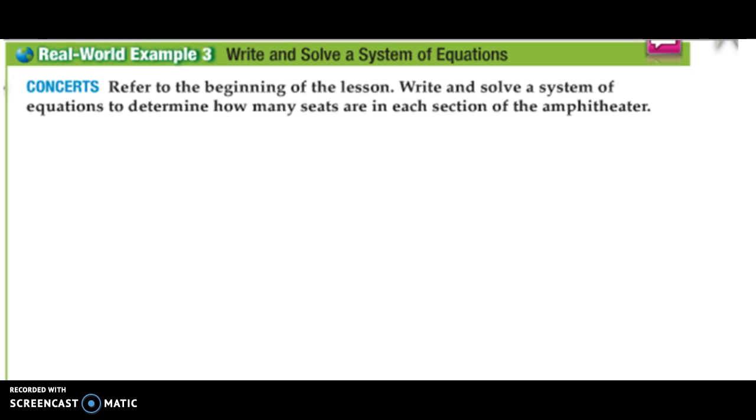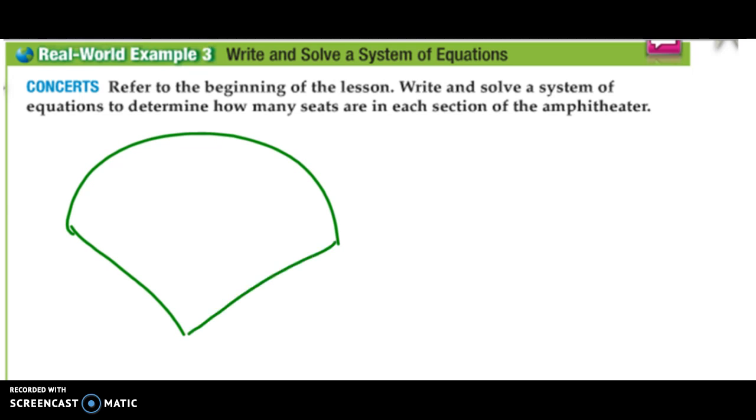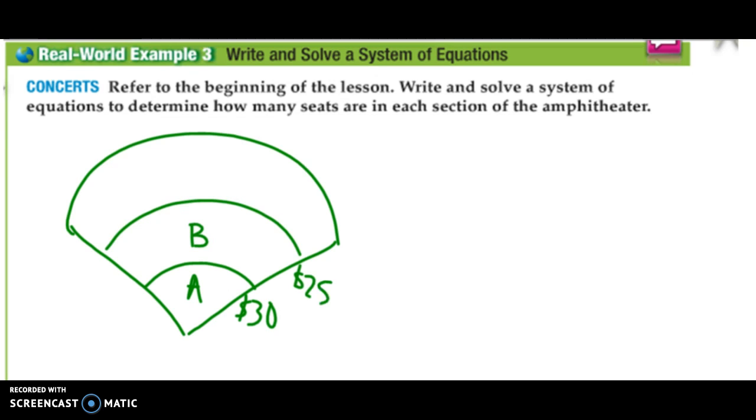$456,000. Okay, so what we can do is, if I look at my picture, let me draw a picture for you. So the first section, section A, right? They told us section A costs $30. Okay, so that's $30. Then there's section B, that costs $25. And then finally the lawn, right here, section C, and that's going to cost $20 a seat. Then the information they said once again, there are twice as many seats in section B as section A, right? So really section B, twice as many as A. Okay, so that's 2A.